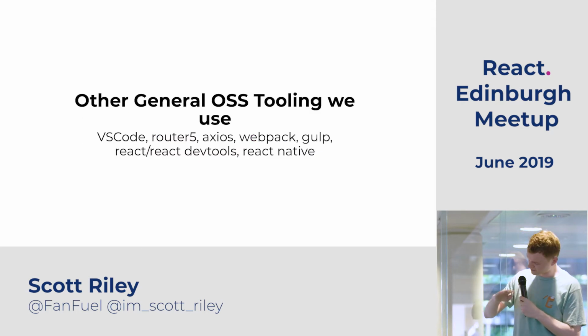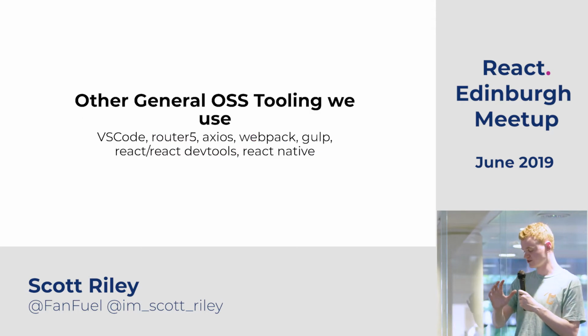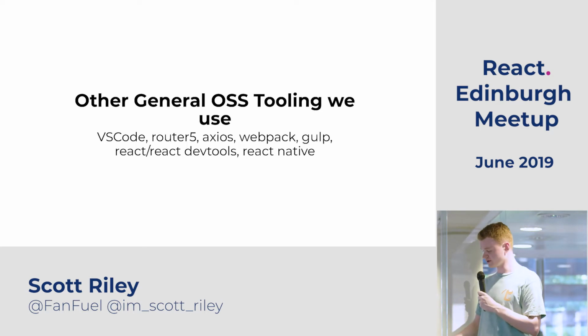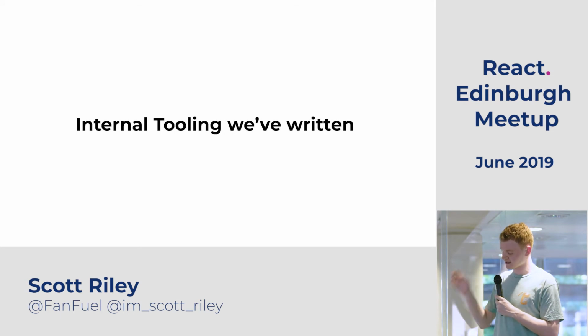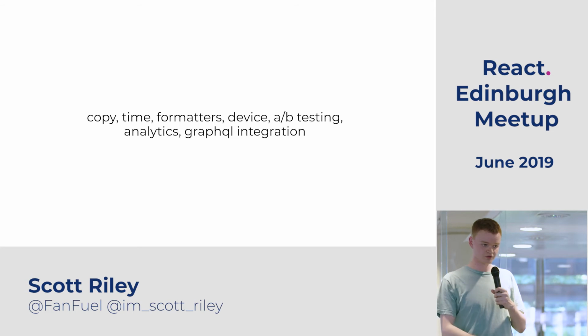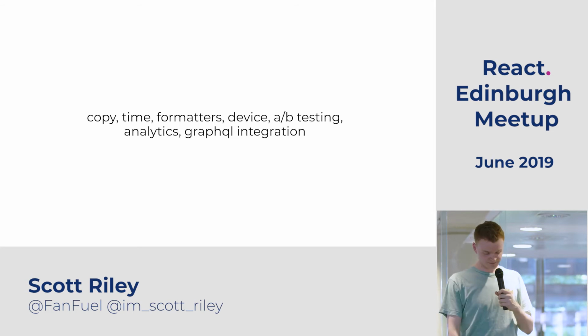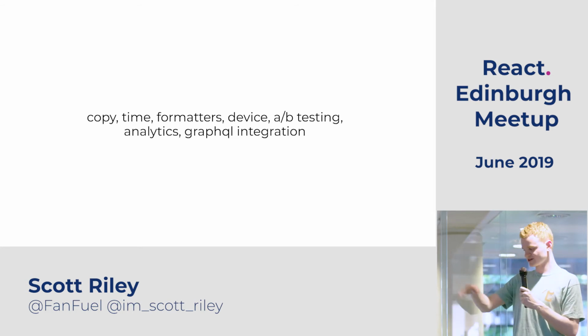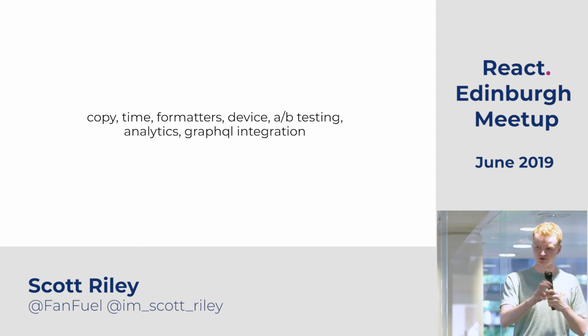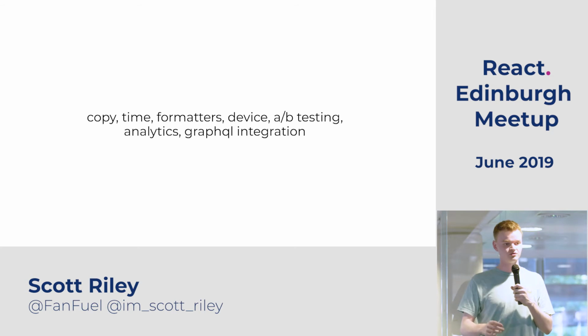Going to skip over all of this, but just for the people that are interested in what we use, most of us are on VS Code. We use a router called Router 5, all of the normal other tooling, and then inside of the codebase we have abstractions over each of these concepts, things like A/B testing, formatters for currency, handling of copy, all that kind of stuff. There are abstractions within the codebase that make that really quick to add to your code.